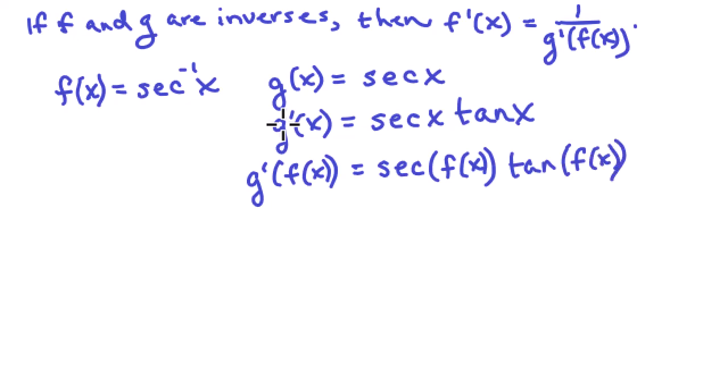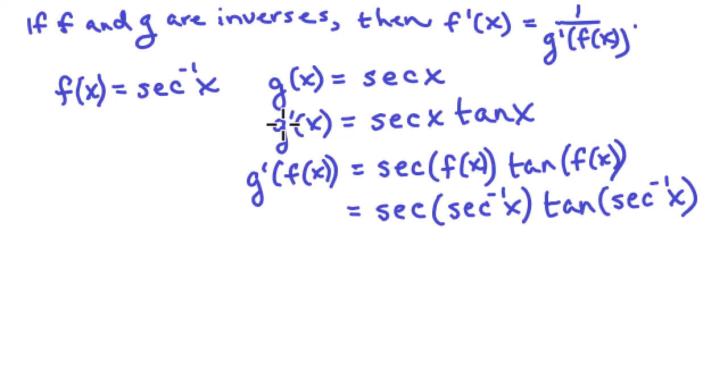And we know that f of x is inverse secant of x, so we'll make that substitution and get secant of the inverse secant of x times the tangent of the inverse secant of x. At this point, we're going to try and simplify our result.